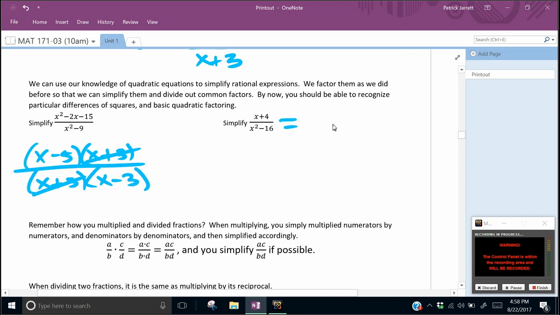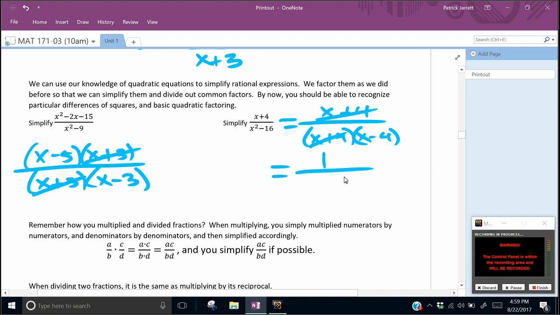Now, for this one, we have x plus 4. Now in the denominator, we'll have x plus 4, x minus 4. Now, we cancel out the x plus 4. In the numerator, we have to be left with a 1, and it'll be x minus 4.